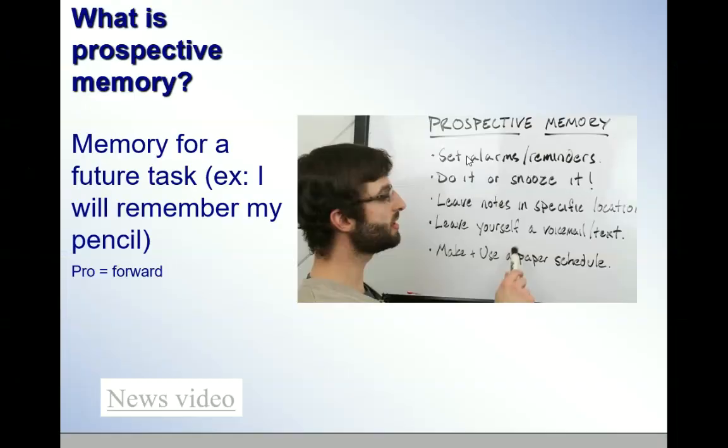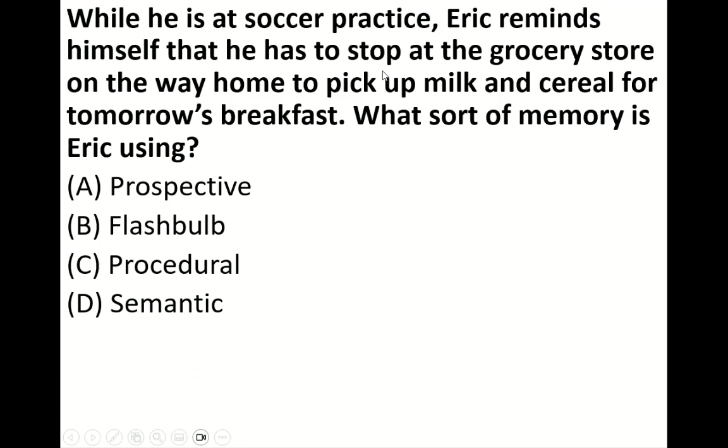While Diamond stresses, okay, so forgetting your baby is sitting in the back of your car is a failure of perspective memory. Perspective memory is a future task, like remembering your computer charger cord is an example of perspective memory. All right, that's it. That's all I got on that. So try this one. The answer is perspective memory.